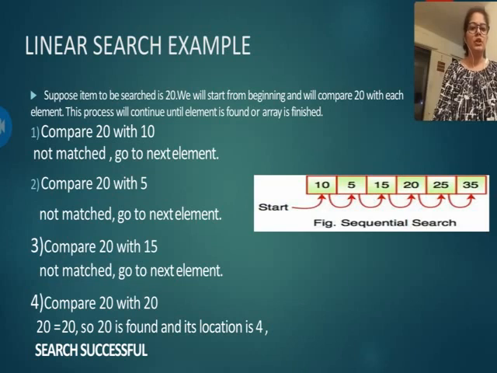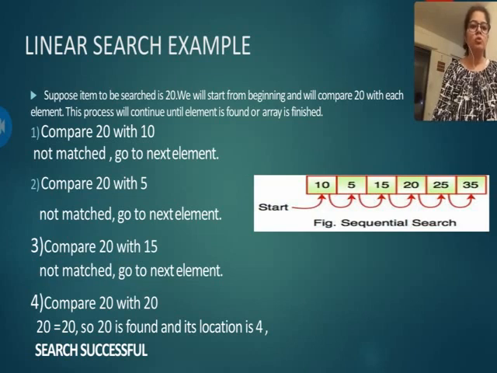Suppose we want to search element 20. So what we have to do is compare our element 20 with the first element of the array. 20 is not equal to 10. So item not matched, then move to the next element. The next element is 5. 20 is not equal to 5. So item not found, move to the next element. 15. 15 is not equal to 20. So item not matched, move to the next element.